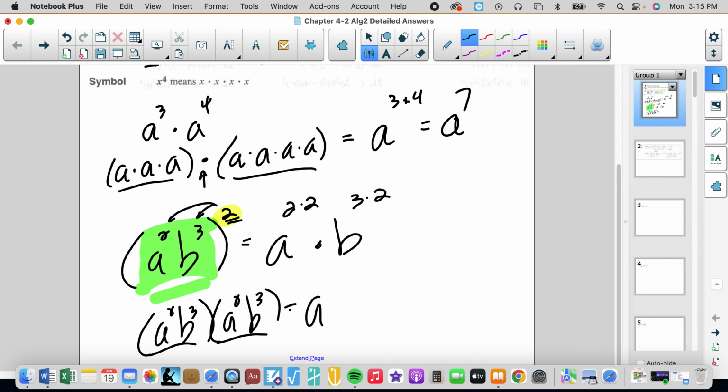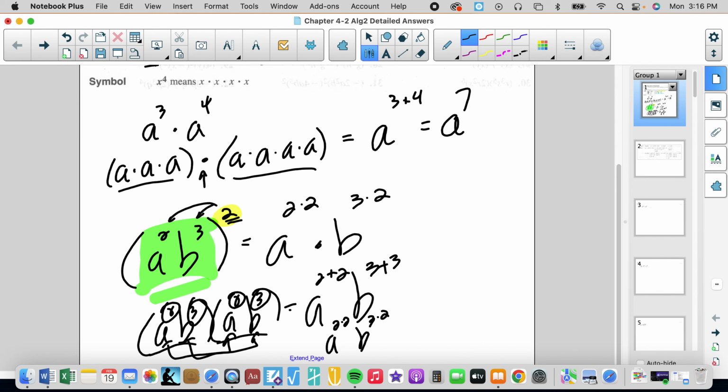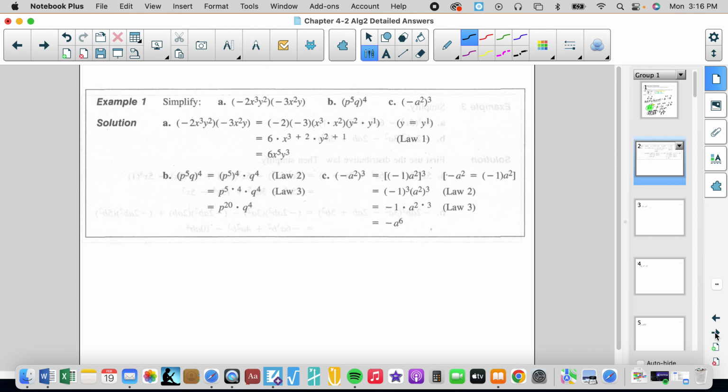And so we have a to the 2nd plus 2, because we're multiplying like bases, we add exponents. And then we have b to the 3 plus 3. Like bases, we add their exponents. And so 2 plus 2 is just like 2 times 2. So it's a to the 2 times 2, b to the 3 times 2. And that gives us a to the 4th, b to the 6th. So keeping that in mind, that's kind of important. That's what we're going to do.